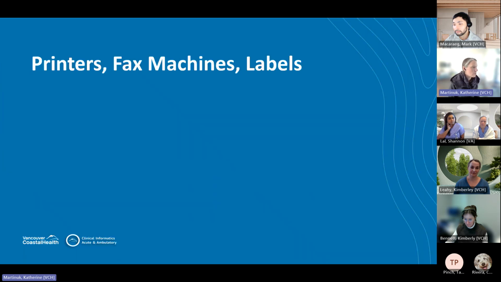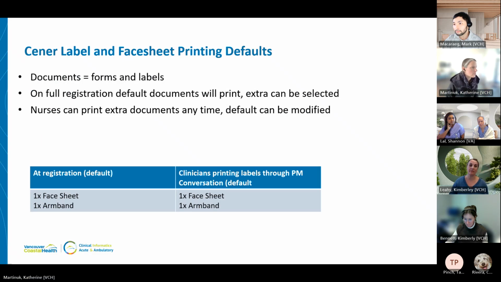So we're just going to go over some quick system defaults now about your printers, fax machines, and labels. This is the last bit of slides. In Cerner, we call documents the big term to mean everything to do with the patient's demographics, all of your forms, labels, face sheets, all that stuff. And when the clerk registers the patient for their appointment that day, when they're checking them in, a default set of documents will print.